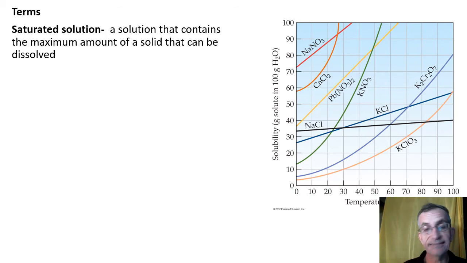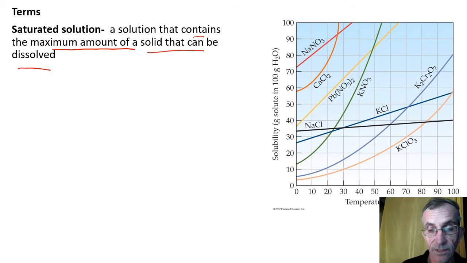So one kind of solution I can make is called a saturated solution. A saturated solution, what does that mean? It means it's a solution that contains the maximum amount of a solid that can be dissolved. So you've dissolved the most you could. You've dissolved the most sugar or salt or whatever that you can.